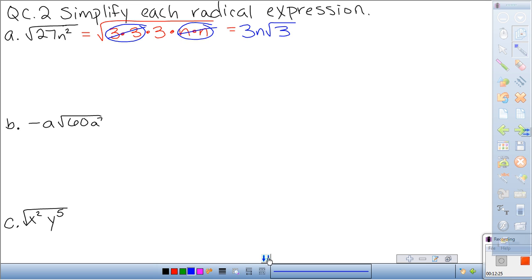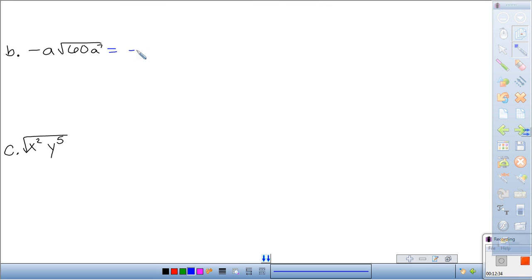Okay, let's look at B. So I have negative a outside, and then the square root of, and I want to break 60 down into its primes. So 60 would be 2 times 30. 30 would be 5 times 6. 6 would be 2 times 3, and you always want to check. 2 times 5 is 10, times 2 is 20, times 3 is 60, times, then we have a to the 7th. 1, 2, 3, 4, 5, 6, 7.